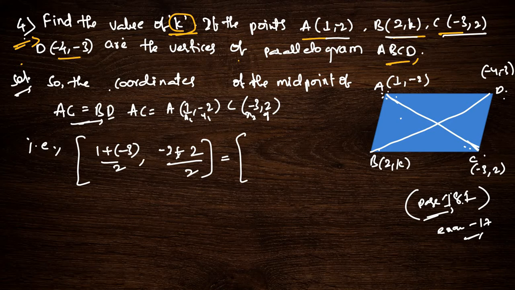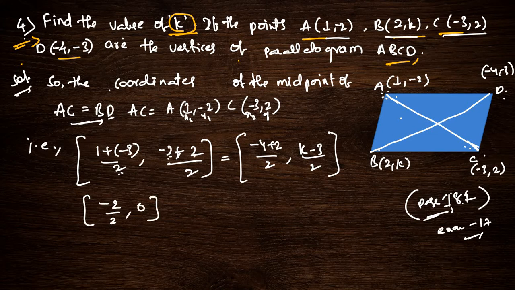So how will BD come? (x1 plus x2) by 2 means (minus 4 plus 2) divided by 2, and (k minus 3) by 2. This will come as minus 2 by 2, and this will come as 0. Here minus 2 by 2 comma k minus 3 by 2.